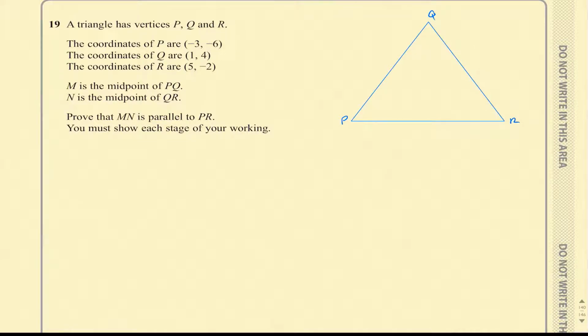The question says the coordinates are P(-3, 6), R(5, -2), and Q(1, 4). In this case, the midpoint of PQ is M, and the midpoint of QR is N.